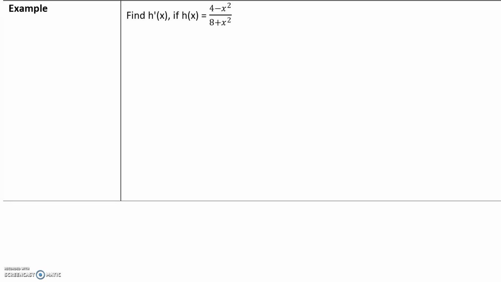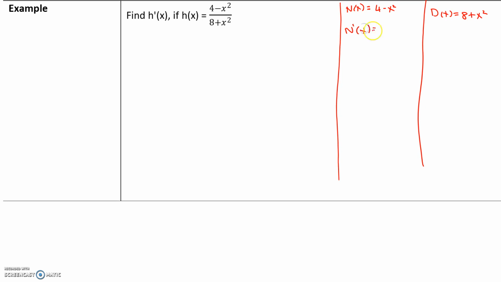Okay, let's do one more example in this video. So we want to find h prime of x if h of x equals 4 minus x squared over 8 plus x squared. Once again, let's have some way of organizing this. So we have our numerator, n of x, that's equal to 4 minus x squared. And we have our denominator, d of x, and that's equal to 8 plus x squared. We want to find n prime of x. The derivative of 4, it's a constant, so that's equal to 0. For the x squared, the 2 is going to come down, so it'll be negative 2x. We decrease the exponent by 1, so it'll just be negative 2x.